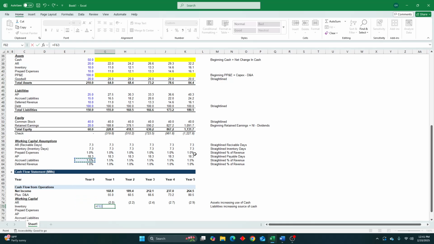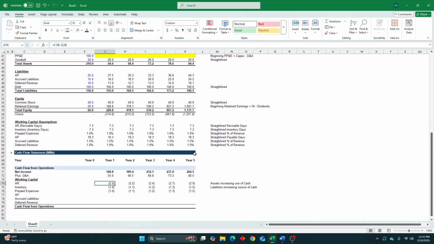Similarly with inventory, we'll start with our 10. We'll subtract out the 11. That's increasing, which means that it should be a $1 use of cash, which we see right here. And then lastly, our prepaid expense, same thing, increasing, which is going to be a use of cash as well. Okay, so we did all of our short-term assets, our working capital asset line items.